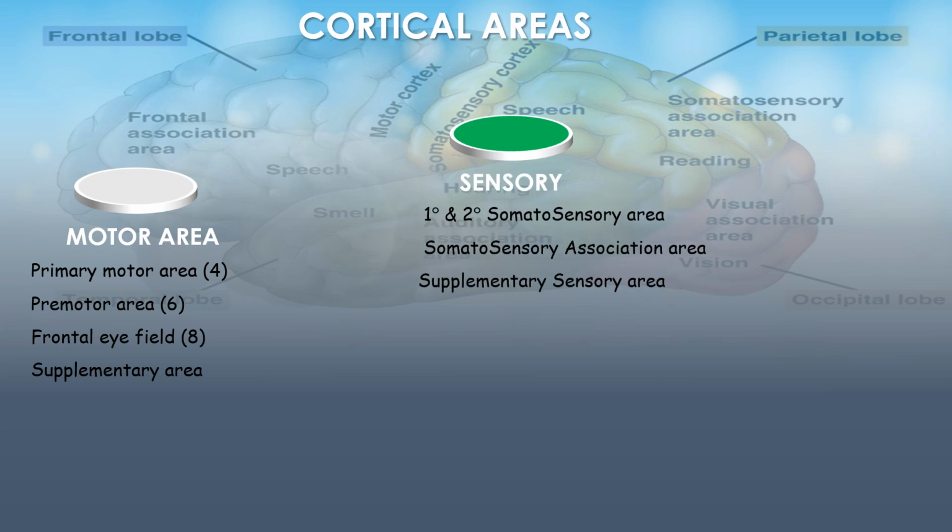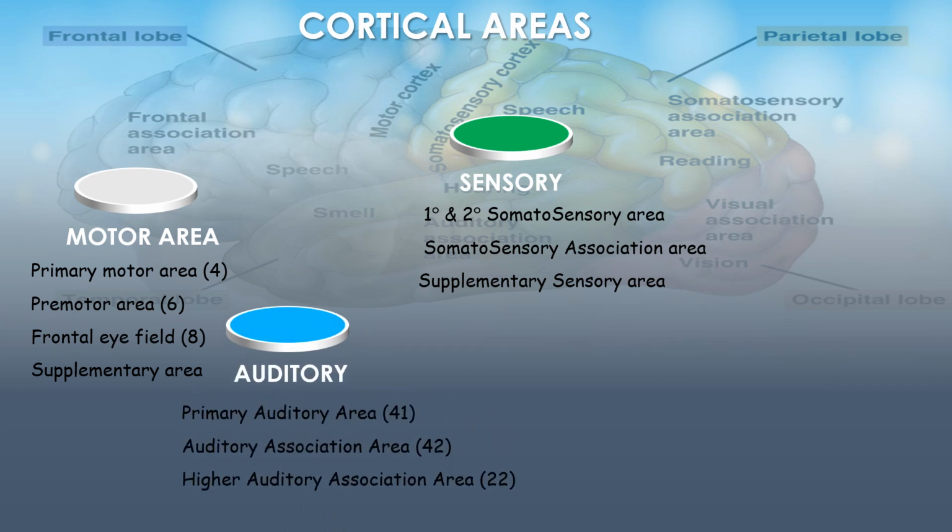And then sensory areas, they include the primary somatosensory area, secondary somatosensory area, somatosensory association area, and supplementary sensory area. The primary somatosensory areas are 3, 1 and 2, and somatosensory association areas are 5, 7 and 40. We'll discuss that later one by one.